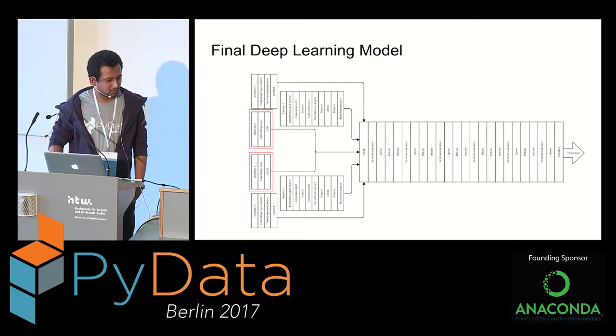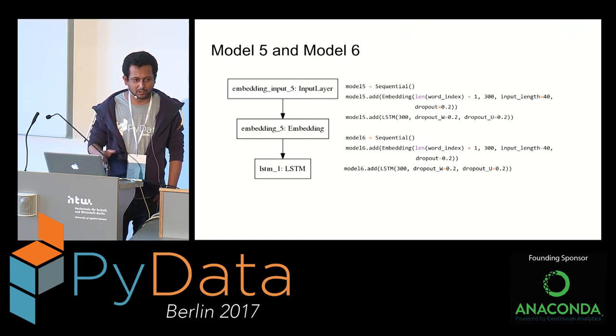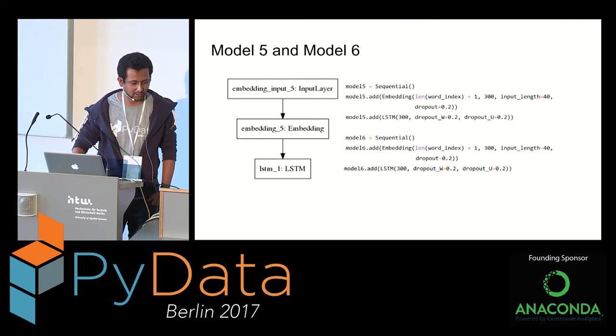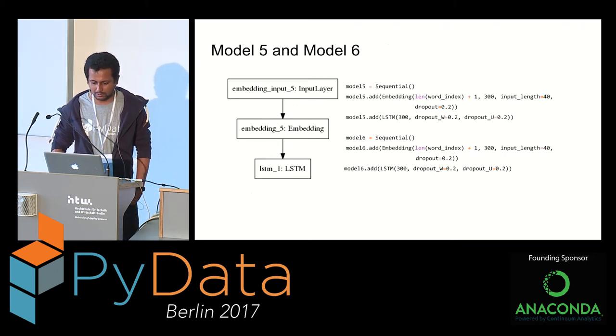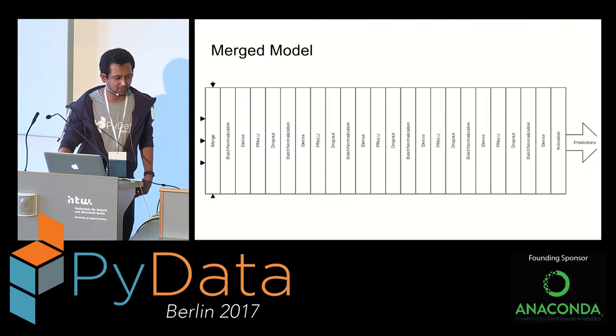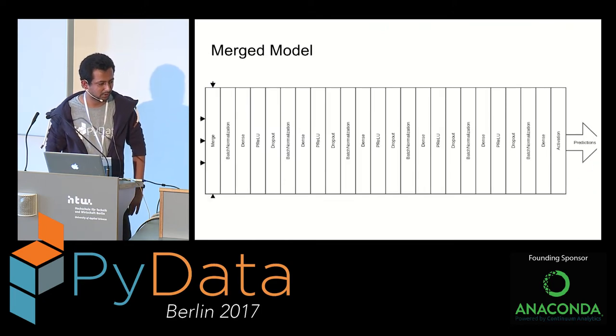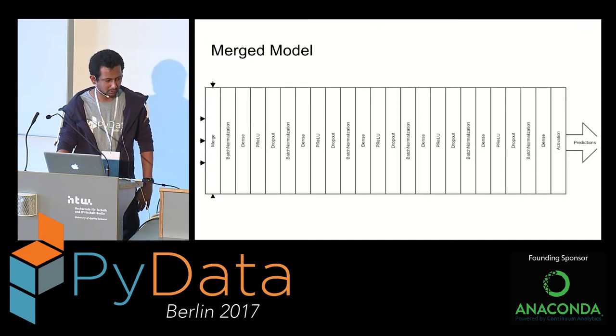Then come the LSTM layers. The thing here is I'm not using any kind of pre-trained embeddings here. I'm learning them from scratch. And then finally we have the dense layers. All of them are 300 dimensions with ReLU activation, dropout and batch normalization. I think there are four or five of them.